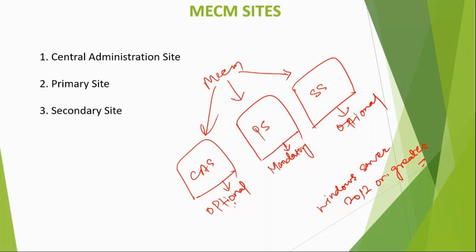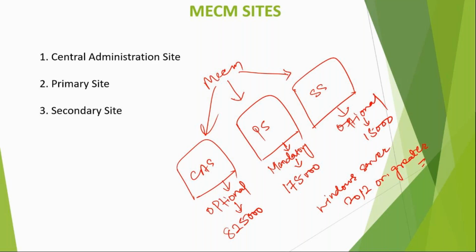Now how many devices can you manage? The total number of devices you can have in one central administration site hierarchy is 825,000. In primary, 175,000. And in secondary, I can have maximum 15. These are the maximum limits for device management.